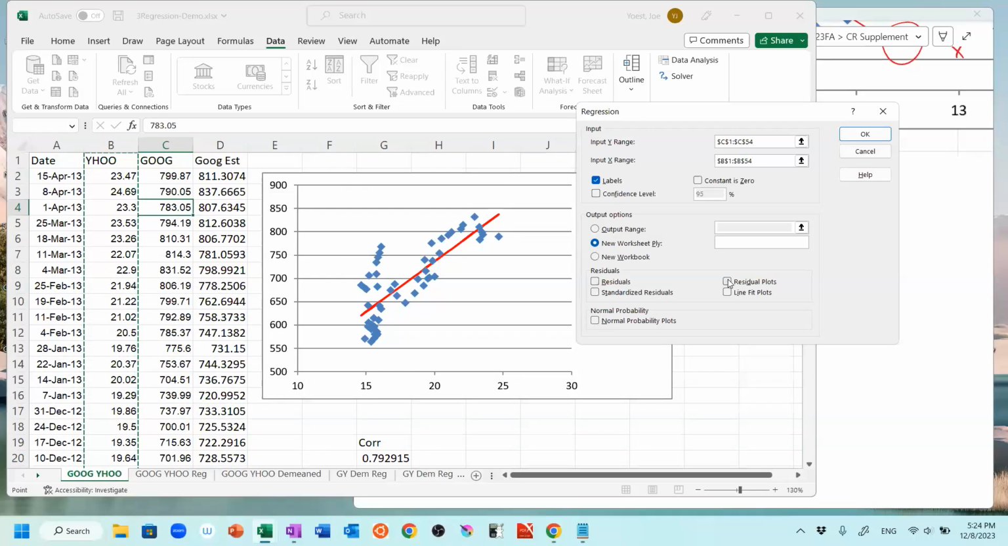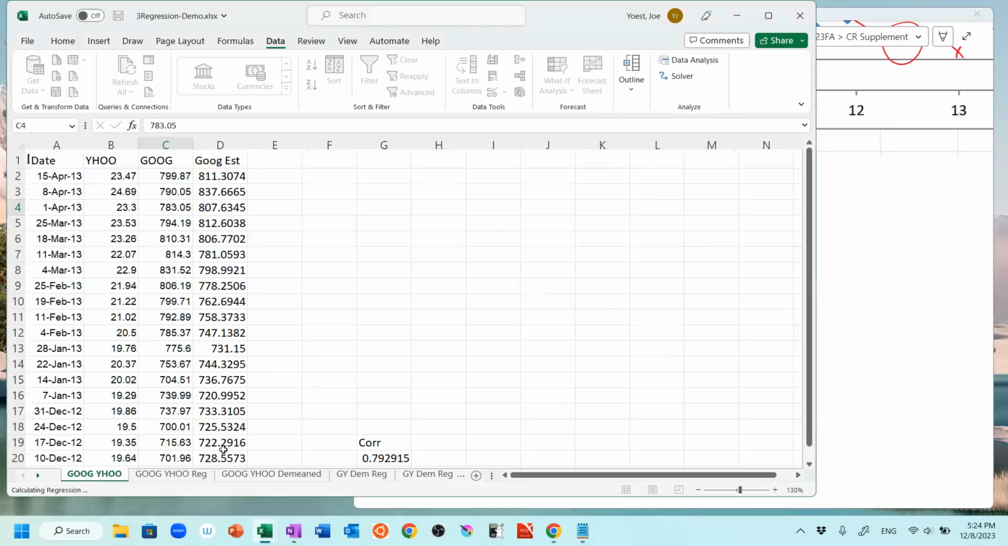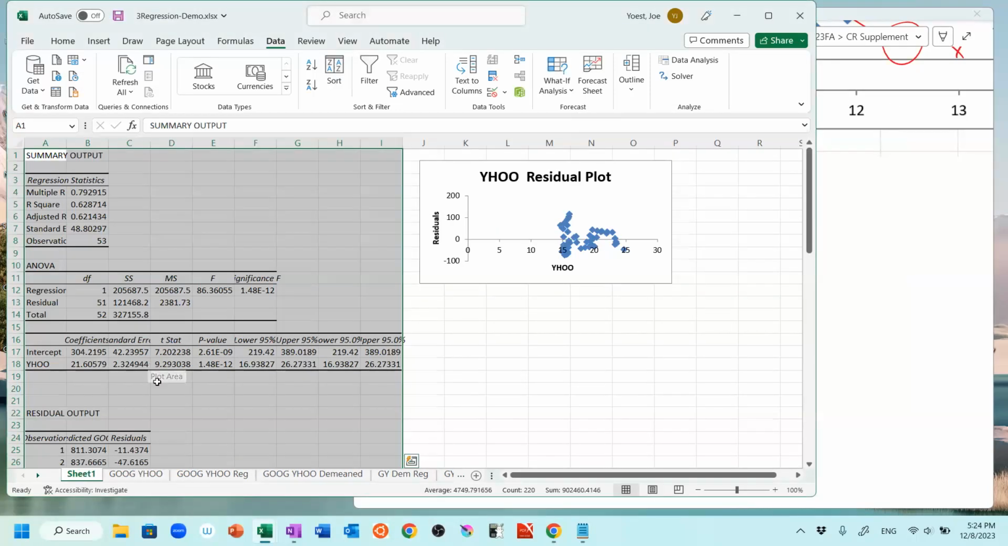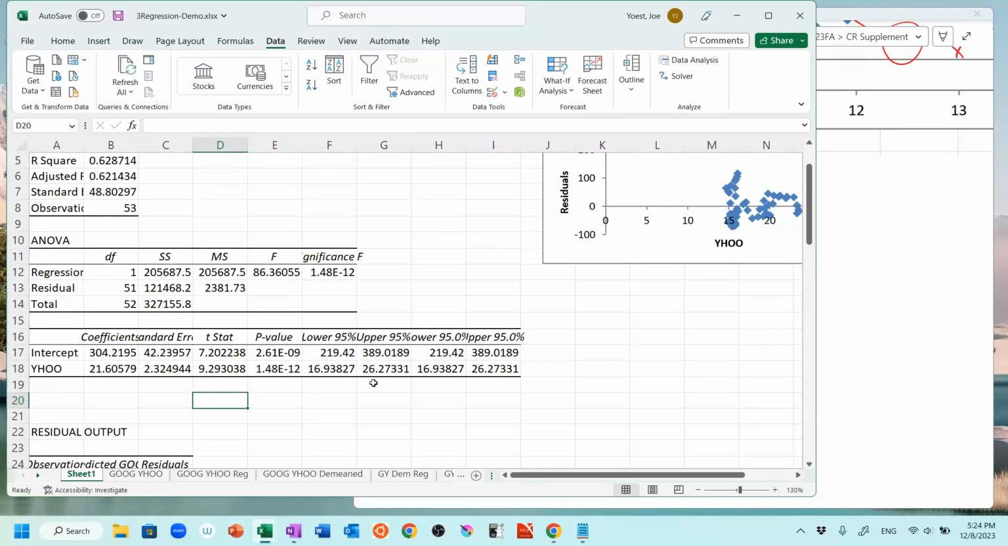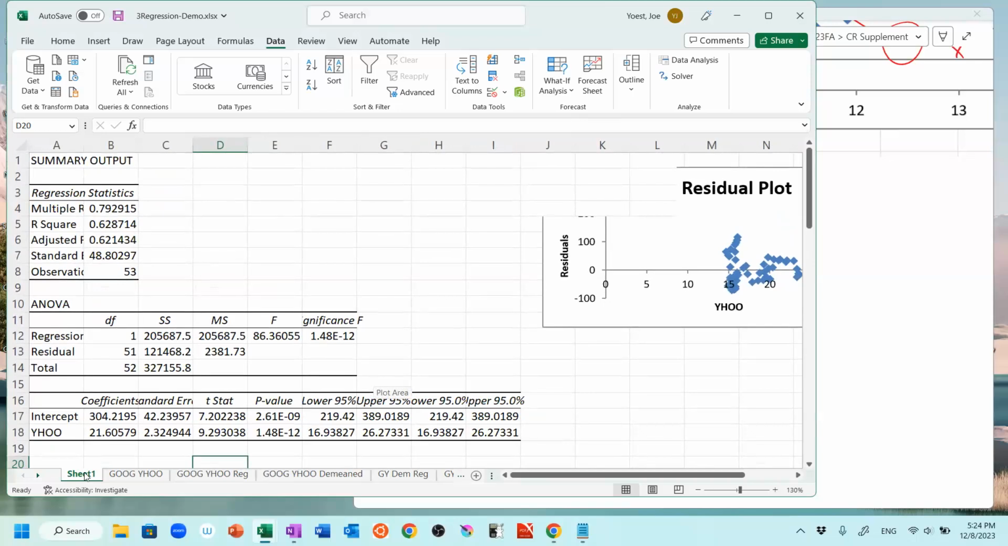And maybe I'll do residual plots here. Okay. And the rest of these check marks I'll leave unchecked. And I see that this outputs a new spreadsheet, worksheet.